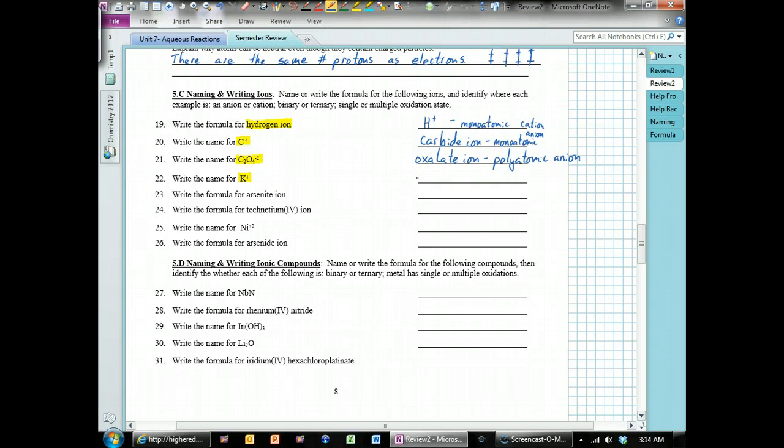The element is potassium, and I'm going to add the word ion. And potassium ion is a monoatomic cation.